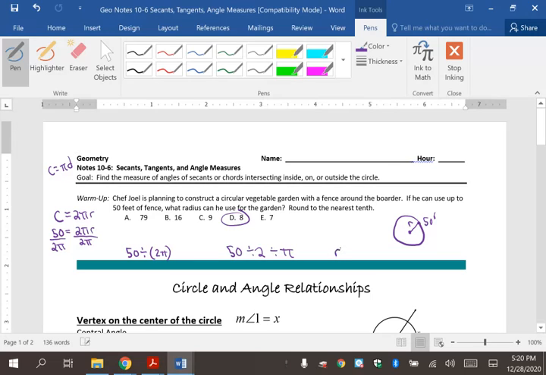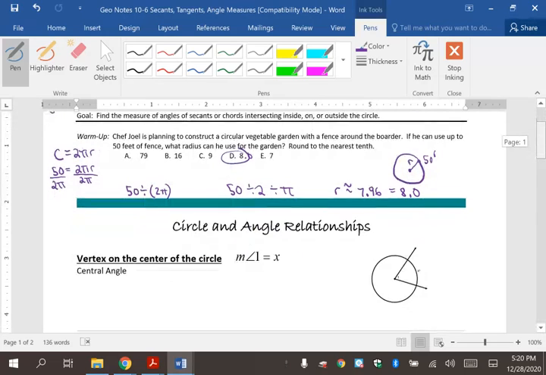You get the radius turns out to be about 7.96, and the question says round to the nearest tenth. And so that would be 8.0. So we'll just say that's 8. So really it should be 8.0 is your final answer.